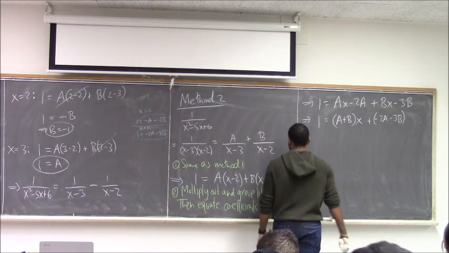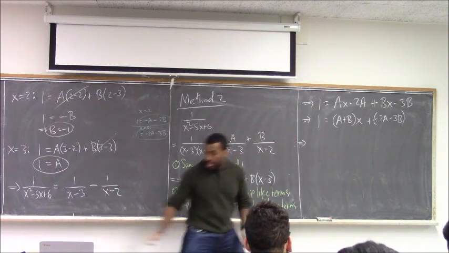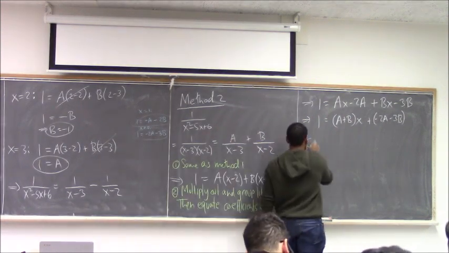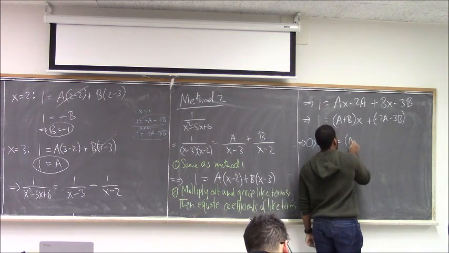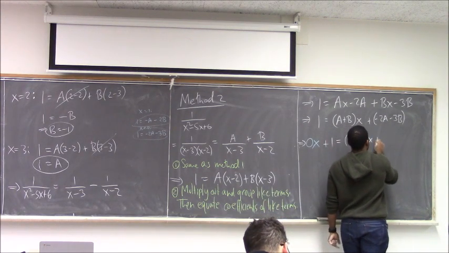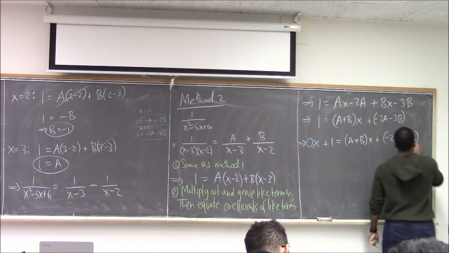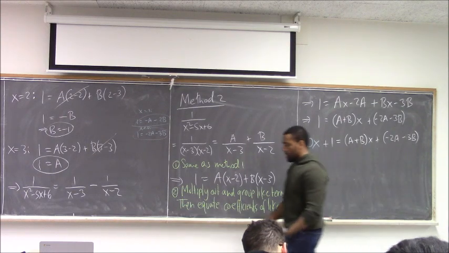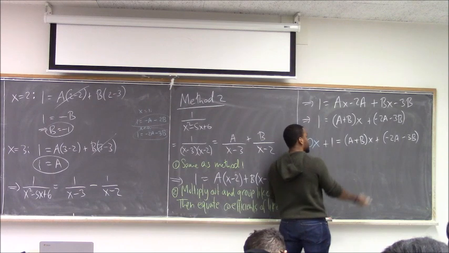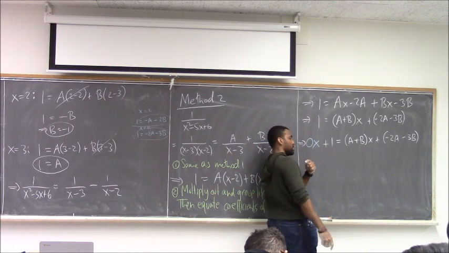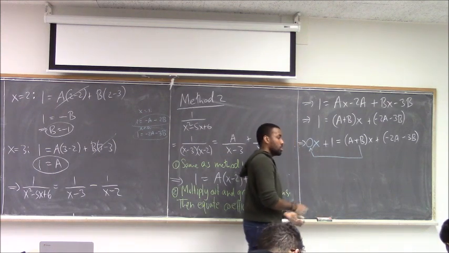Now what I'm going to do is equate the coefficients. Notice what you have here. Of course I have x's over there. Do I have x's over here? Technically yes. There are 0 x's over there. So I really have 0x plus 1 on the left side, and I have a plus b x plus minus 2a minus 3b on the right. And at this point, what you do is you equate the coefficients. So it's an equation, which means the amount of x's on this side must be equal to the amount of x's on that side. So a plus b must be equal to 0.